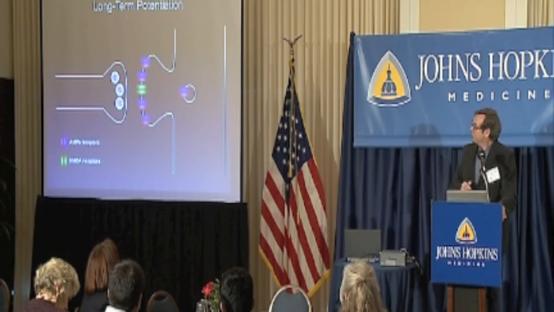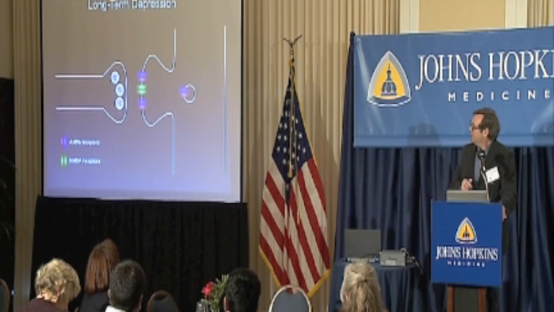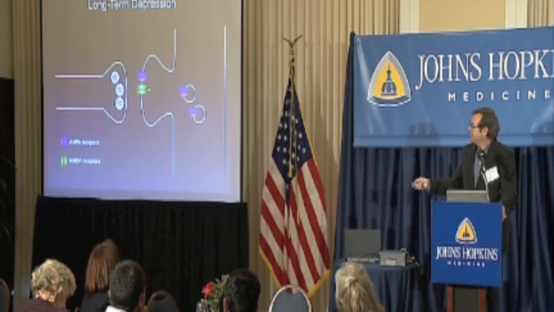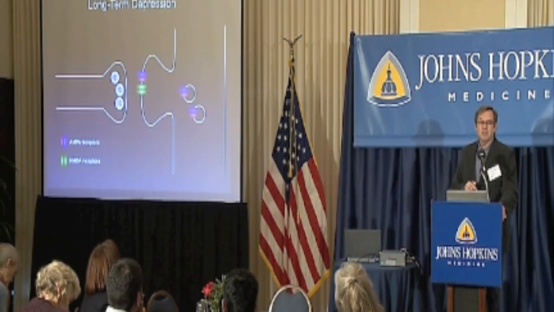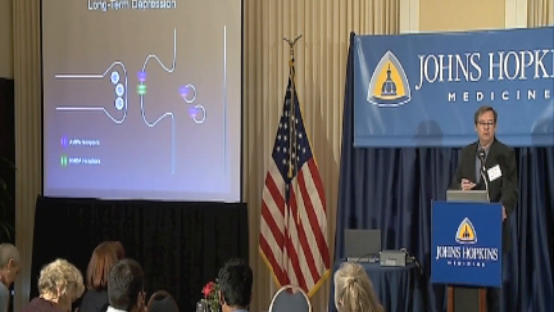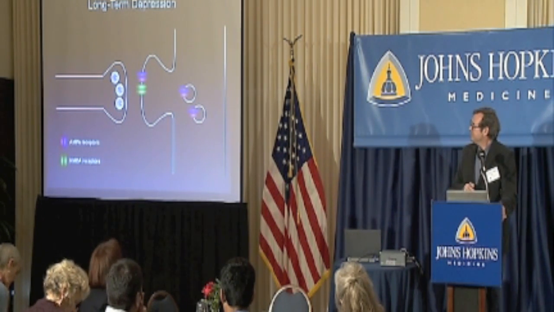Now the opposite occurs during LTD. So here we're going to look at LTD, long-term depression. During LTD, receptors are removed from the synapse and brought internally into the inside of the cell. And this decreases the density of receptors here, and that decreases the synaptic strength. So this, we think, are the major mechanisms for controlling long-term potentiation and long-term depression: the removal and addition of receptors.